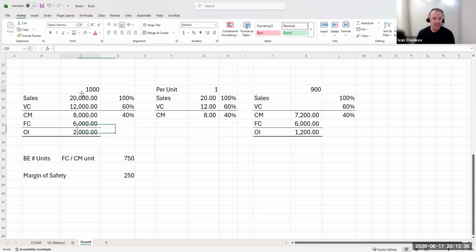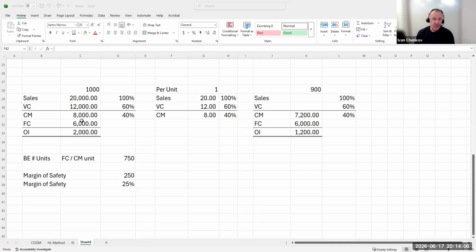Why? Because currently I'm selling 1,000. As a percentage, it will be, where am I currently, how much is the margin of safety divided by where am I? And that's going to give me, I'm at 25% above my break-even point. That's one way to get it. The other one is in dollars of sales, which is exactly the same.